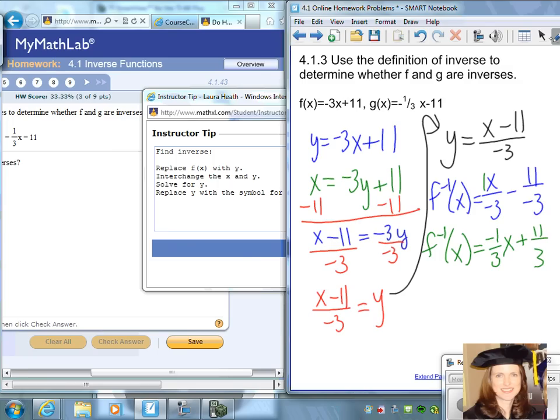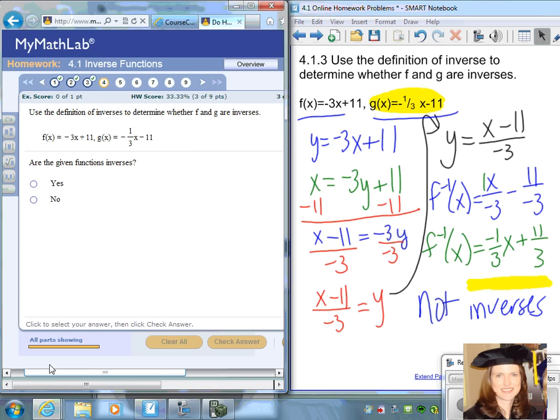Now compare this to our g of x function. Is this the same thing? Not quite. So since they are not identical or even equivalent, we can say that these are not inverse functions. These are not inverses. F and g are not inverse functions. Okay, check your answer.